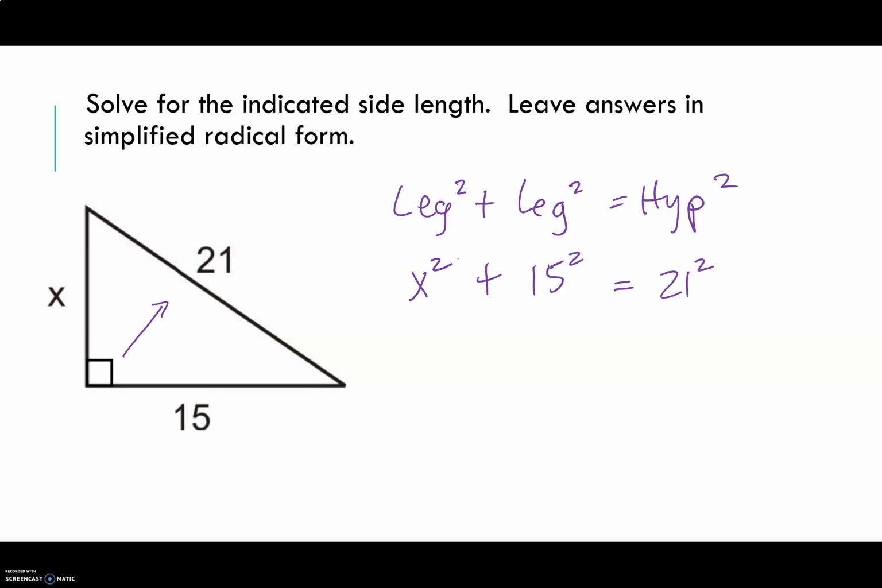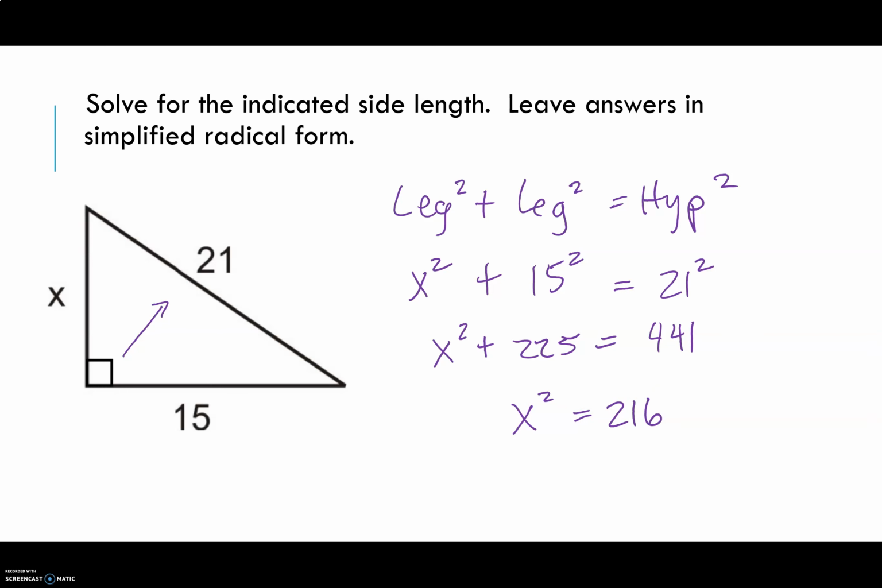And this basically comes down to something where you just move everything over to one side except for the x squared. And then in order to get the x squared down to x, you're going to have to square root it. So 15 squared is 225. 21 squared is 441. So we get x squared plus 225 equals 441. Then we're just going to subtract that 225 over to the other side, which gives us x squared equals 216.